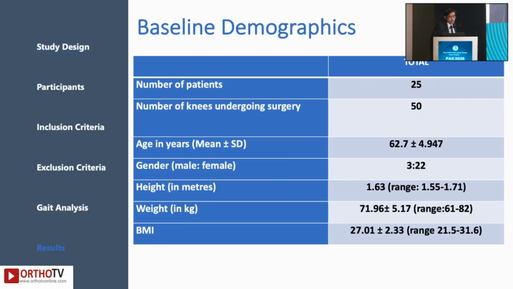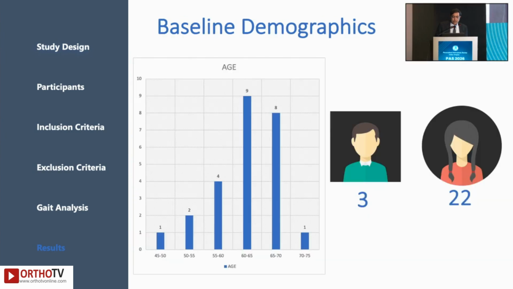The basic demographics were: we had 25 patients. Age was around 62 years. BMI was less than 30 in most of these patients. They were mainly 22 females and 3 males, mostly in the age group of 60 to 65 years.